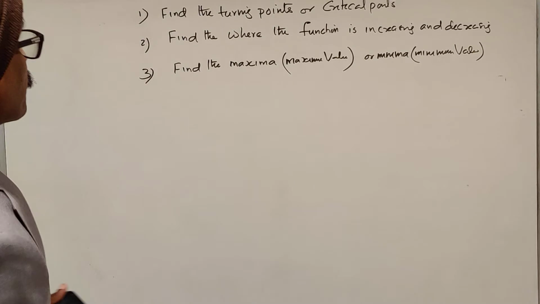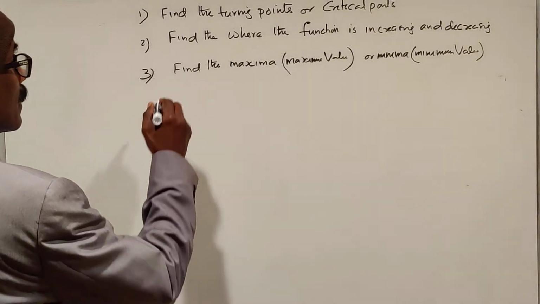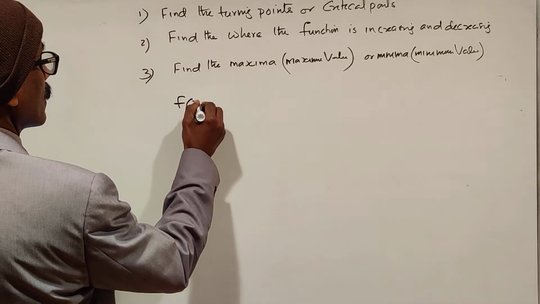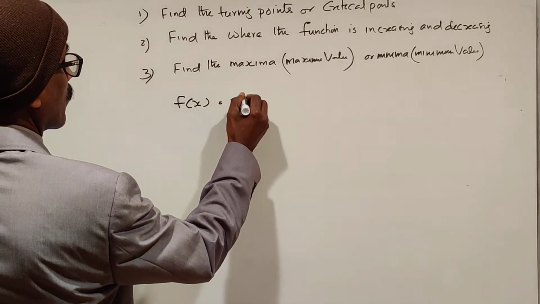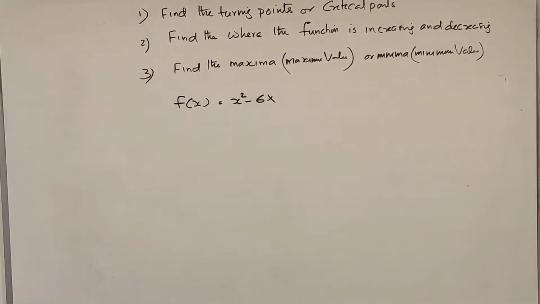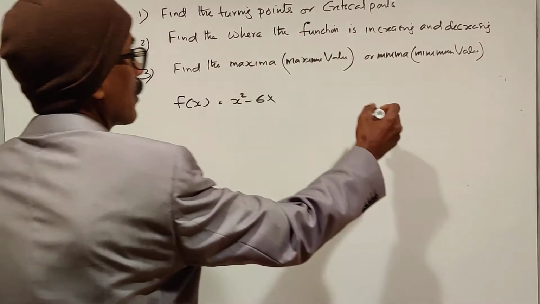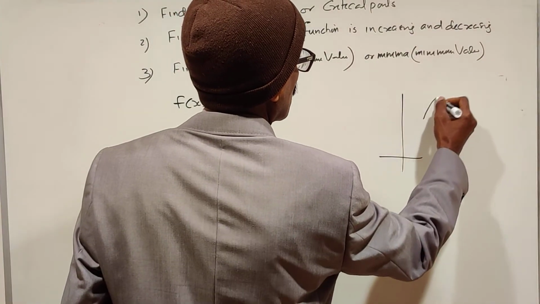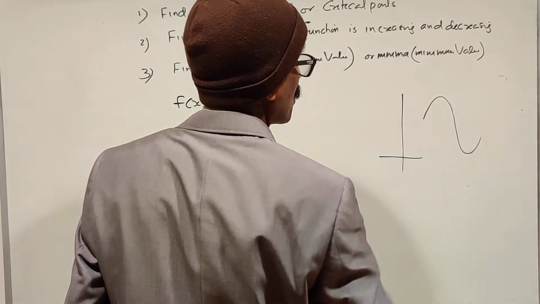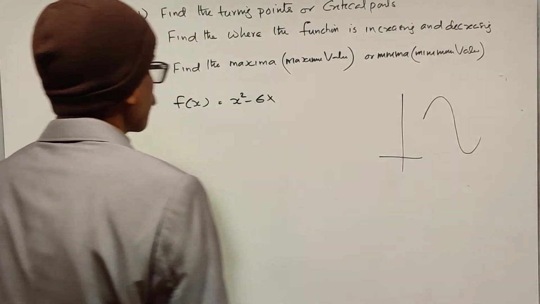Alright. The first problem is this. f(x) is equal to x square minus 6x. First we need to find the turning points. Turning points means maybe 1 point, maybe 2 or 3. Okay, we are going to find the turning points.